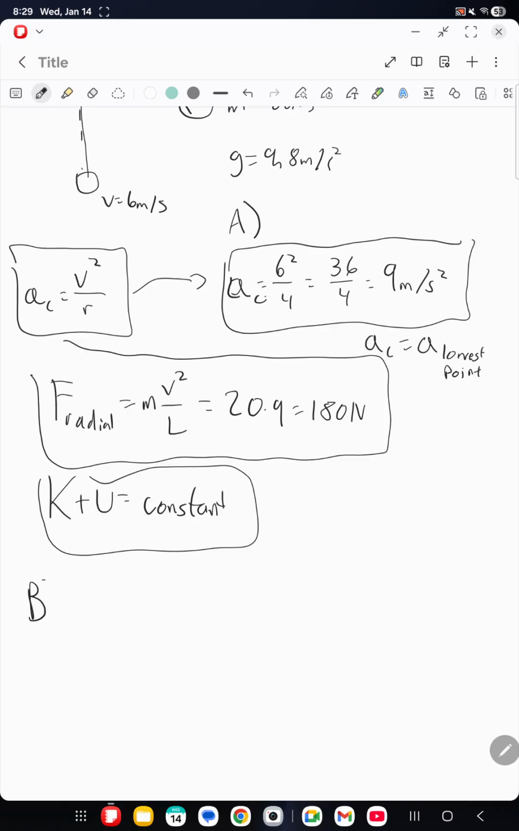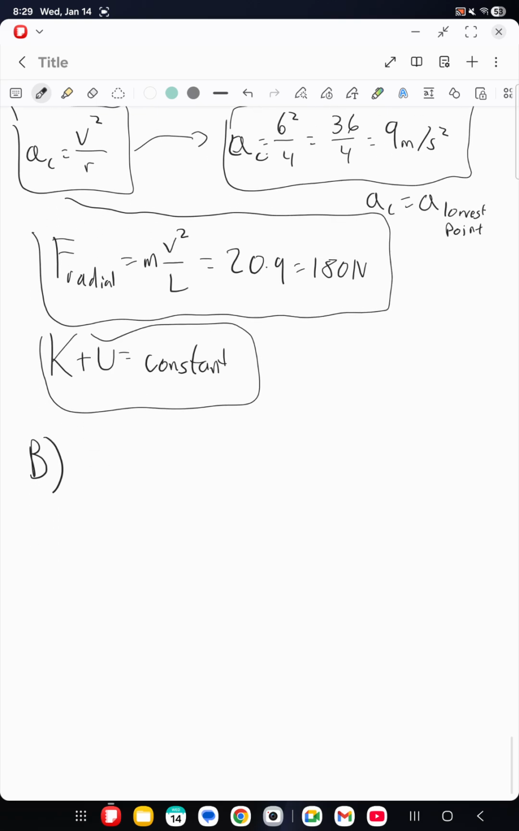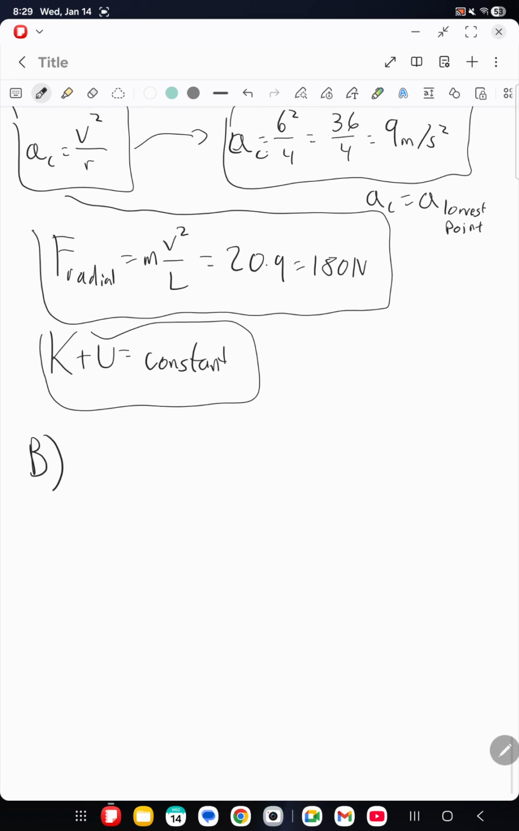And now for B, the tension in the rope at the lowest point. So we could draw the forces. At the lowest point, it will look something like this: you have a tension here and a gravitational force.